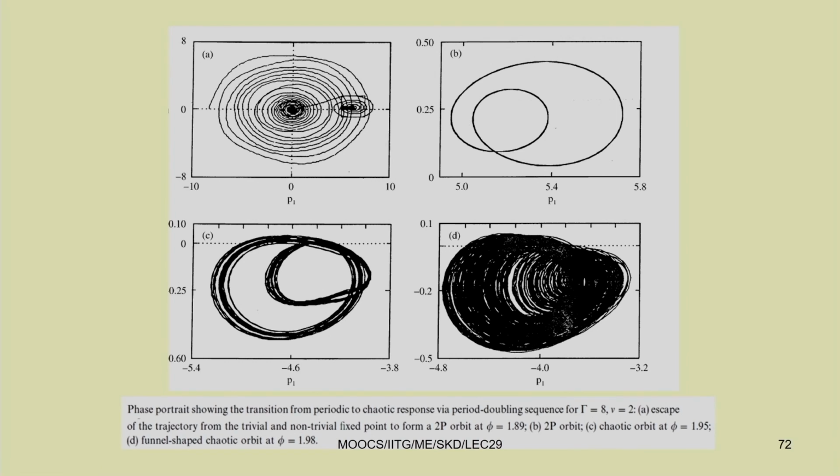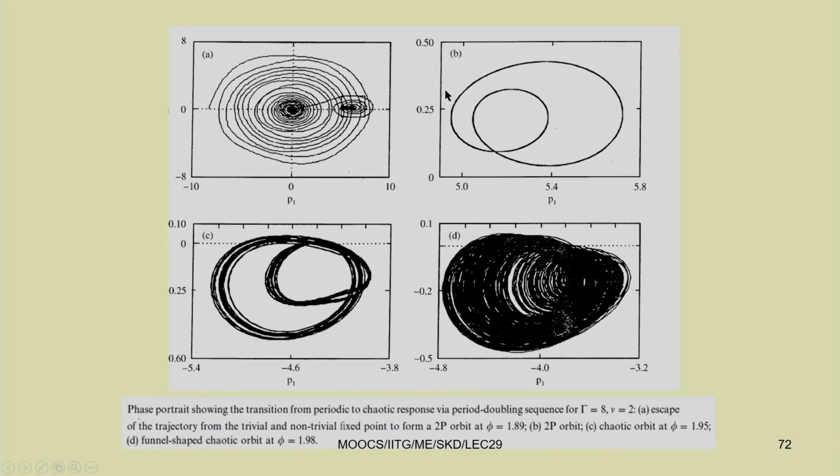In the first figure you can see the escape of the trajectory from the trivial and non-trivial fixed point response to form a 2 periodic orbit at phi equal to 1.89 initially. This is the 0 0 line, the trivial state, and we have a periodic response. You can see that it is escaping from this one. So, the trajectory will come out and form a 2 periodic orbit at phi equal to 1.89.